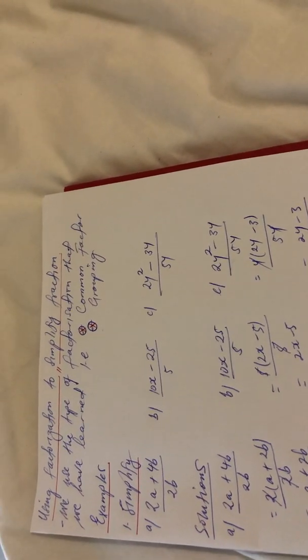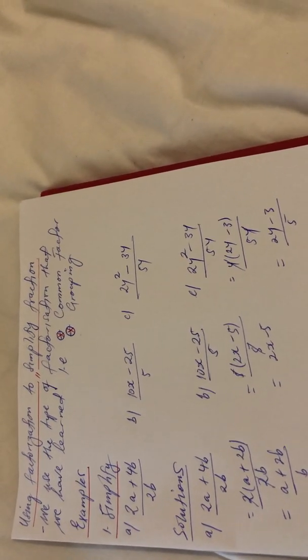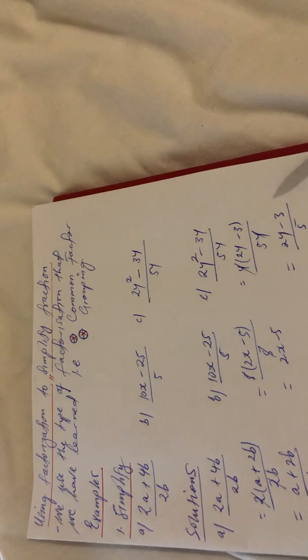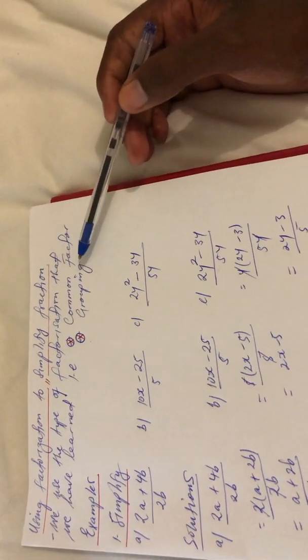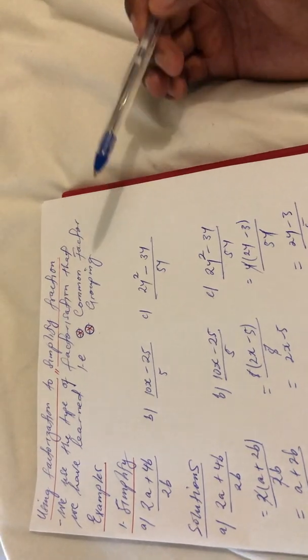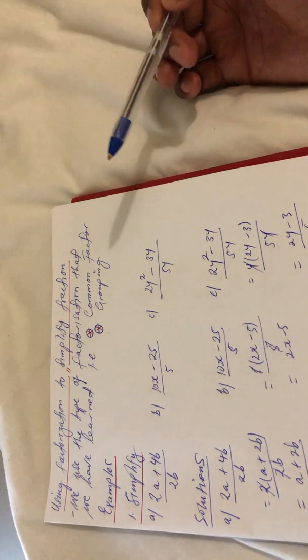So sometimes for you to be able to simplify a fraction, you have to factorize. In grade 9, you're only learning about these two types of factorization. When you go to grade 10 and 11, you're going to learn about more ways of factorizing.